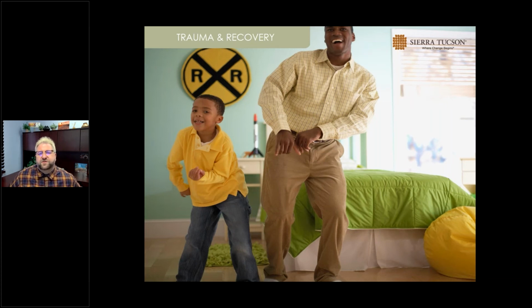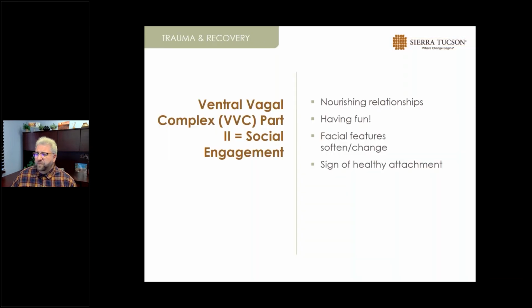The other image that I showed before might seem like kind of a trick image. This is not a trick image. This is really just a father and son enjoying time together. And then one of the last things I want to go over is our ventral vagal, the other part of our ventral vagal complex, which is the social engagement. Nourishing relationships, we're having fun, we're able to connect with other people.